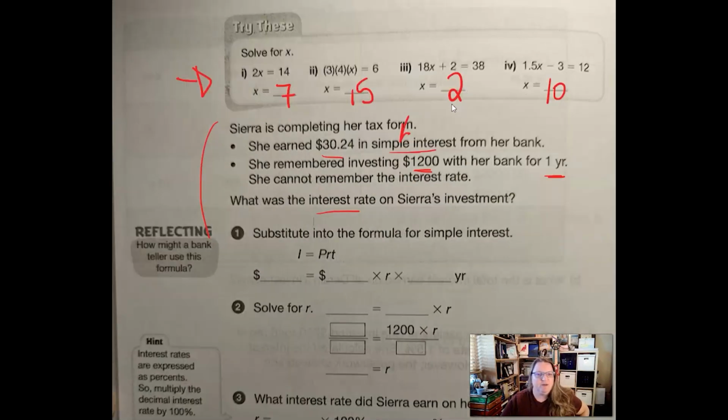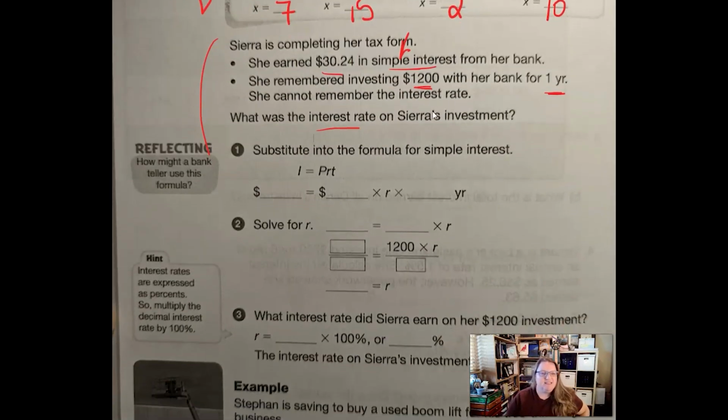You have this formula already from the last lesson. So your interest equals your principal times your rate times the time that it was invested. So in this case, you know that what she earned, her interest earned, was $30.24 equals the principal, that's what she invested to begin with, $1,200, times the R that you're trying to solve for, and she invested it for 1 year.